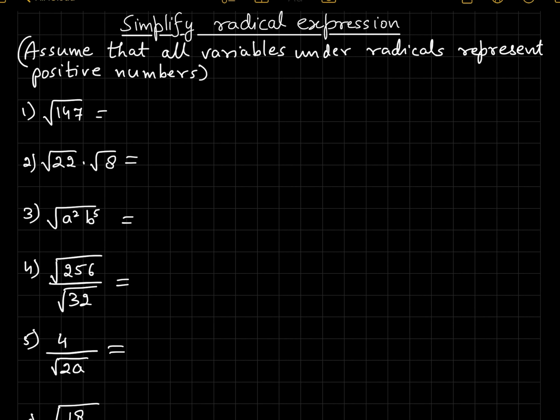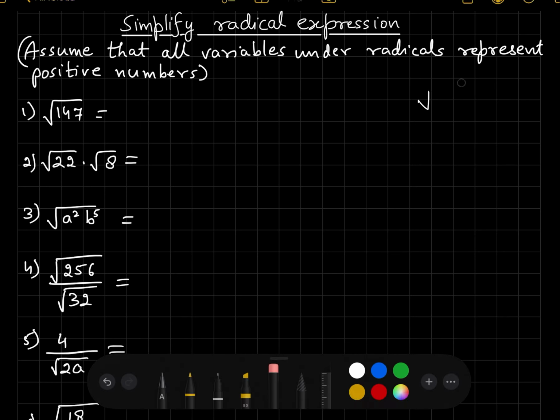Hello, in this video we will be learning how to simplify radical expressions. We have to assume that all the variables under radicals represent positive numbers. This is our radical sign. Let us now solve all the problems one by one and we will understand.